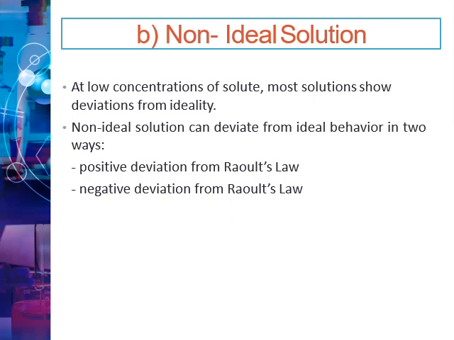Okay, now let's proceed with non-ideal solution. So for non-ideal solutions, we know we have two graphs. One is positive deviation, another one is negative deviation. Normally at low concentration of solute, most solutions show deviation from ideality. Either it will deviate from the ideal behavior of Raoult's law, either in a positive way or a negative way.